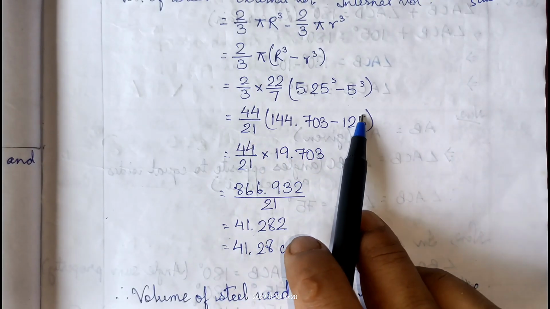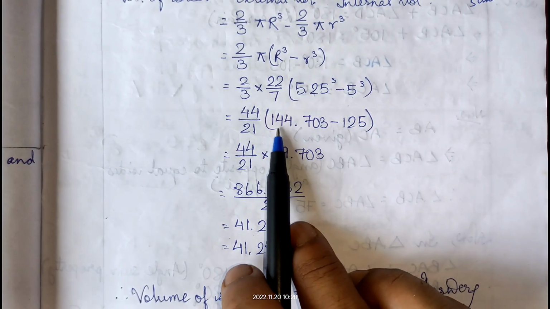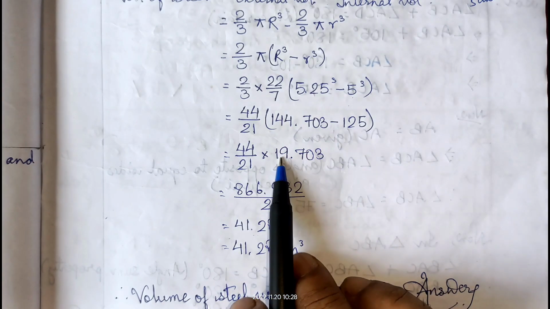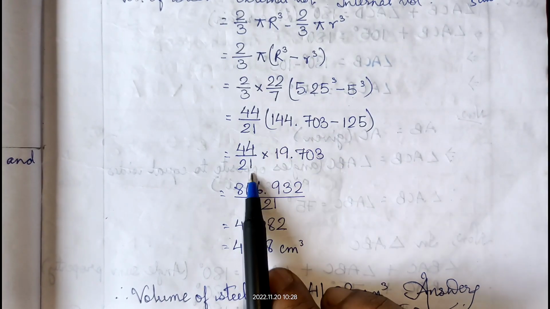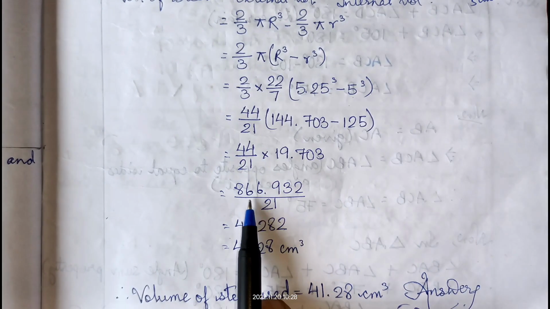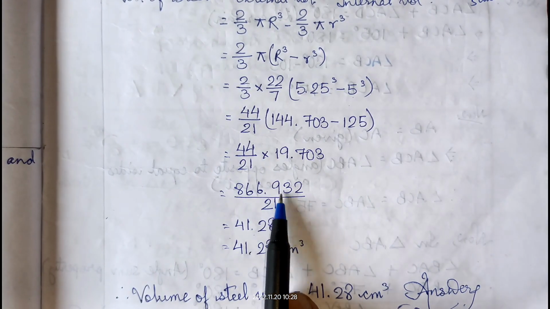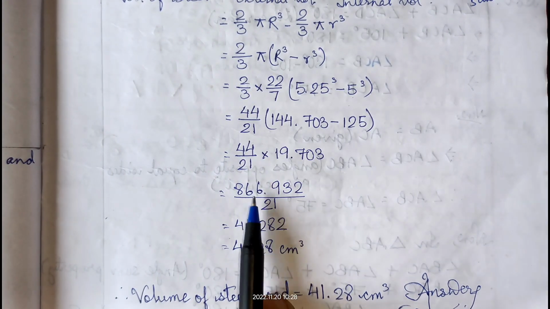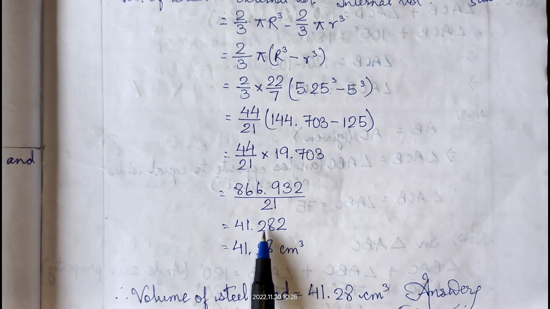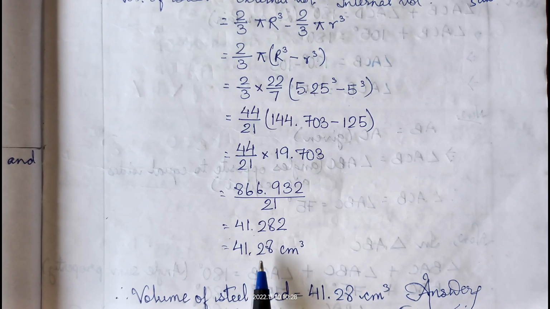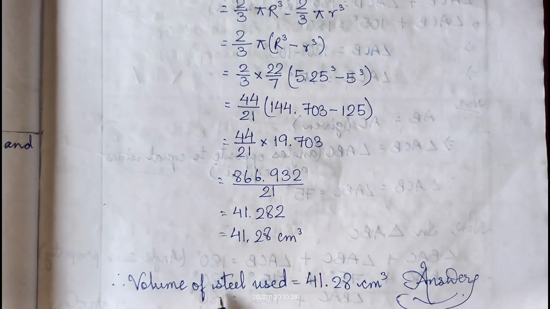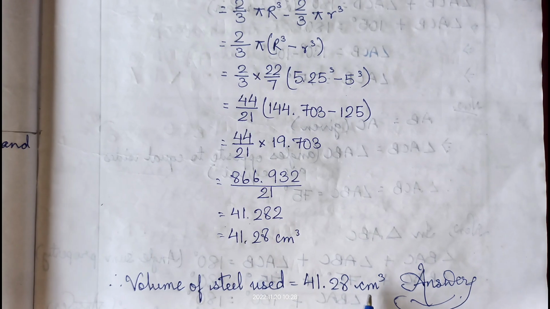44 into, if you subtract 125 from 144.703, it will be 19.703, divided by 21. If you multiply, it will give 866.932 by 21. Now if you divide, you are going to get 41.282. After rounding off, it becomes 41.28 centimeter cube. Therefore, volume of steel used in bowl is 41.28 centimeter cube.